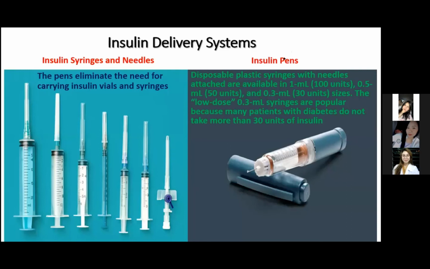Insulin delivery systems. So these are the types. Insulin syringes and needles eliminate the need for carrying insulin vials and syringes. Insulin pens are disposable plastic syringes with needles attached, available in 1 ml or 100 units, 0.5 ml or 50 units, and 0.3 ml or 30 unit sizes. The low dose pens are popular because many patients with diabetes do not take more than 30 units of insulin.